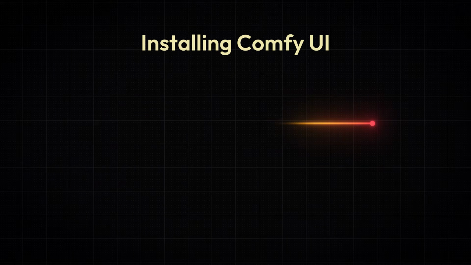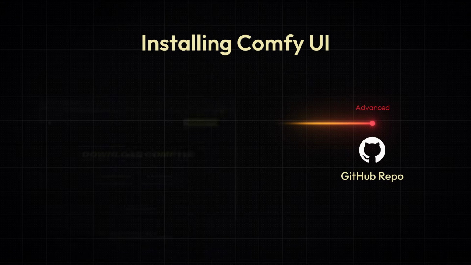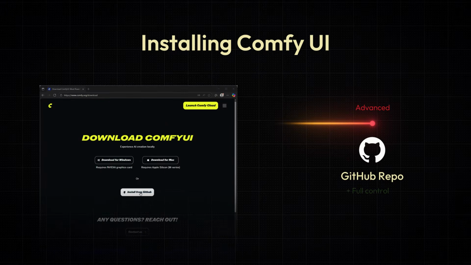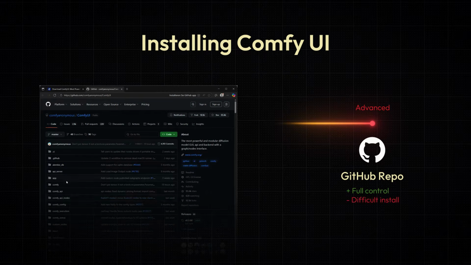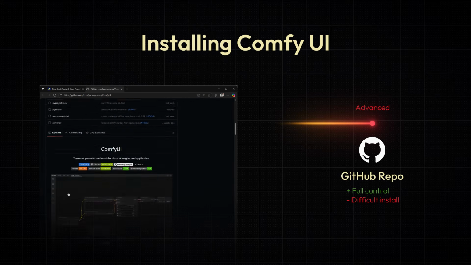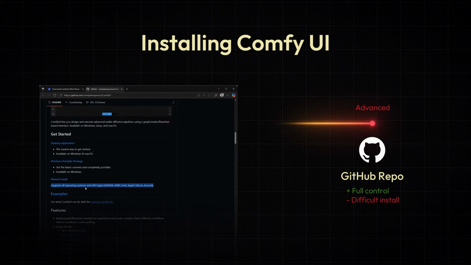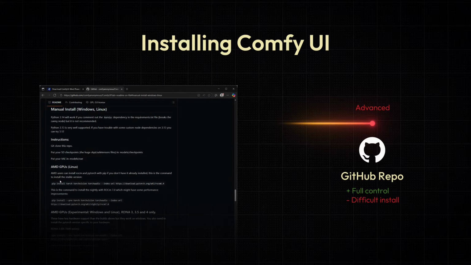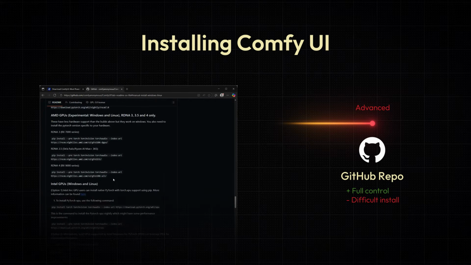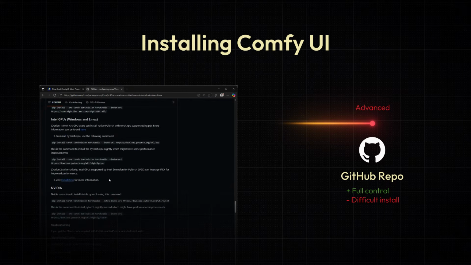The next option is the portable version from ComfyUI's official GitHub page. This version runs directly from the source files and gives you full control. It installs a portable Python environment that is only used for your current Comfy package and doesn't interfere with your system environment. It takes a bit more setup, but it's perfect if you like tinkering or use an AMD GPU. This version also runs on Apple and Linux systems.